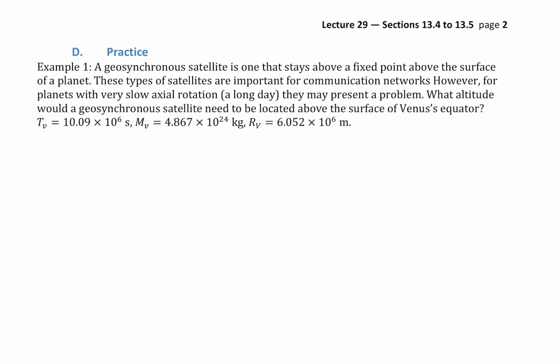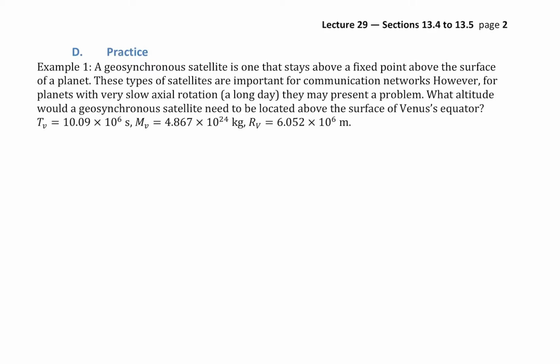Okay, so Venus is a lot like Earth in size, but unlike Earth, it doesn't have a day that is 24 hours long. Instead, it has a day that is about 1 Earth year long. So it has a very, very slow rotation period. And that means that it has some very different dynamics than here on Earth.